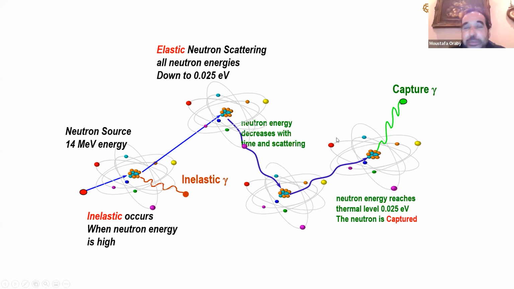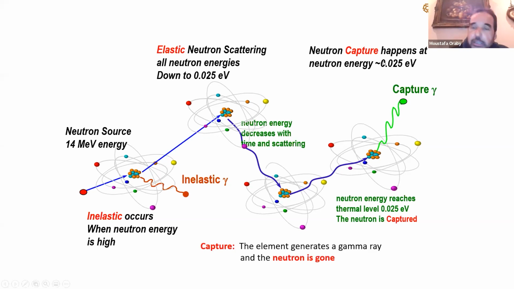Some element took it. So that element who took it will create, instead of the neutron, a gamma ray. We call it the capture gamma ray. The capture gamma ray comes out, and Mr. Neutron is gone, dead. That's it. That's the end of Mr. Neutron in this case.